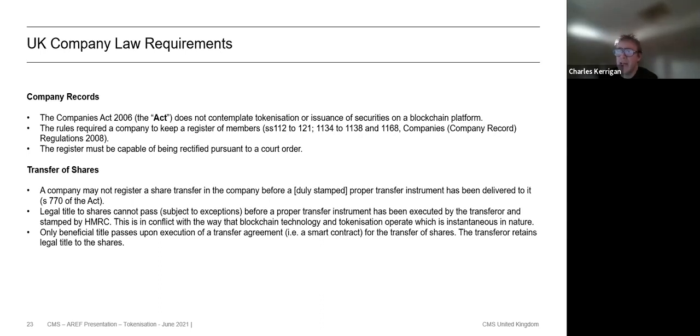The transfer of shares, we run into an issue relating to stamp duty, because we're talking here about a database and there is a competing database at the stamp office, in other words, the receipt and stamping of stock transfer forms. Again, we have an issue there in relation to how this takes place. Next slide.